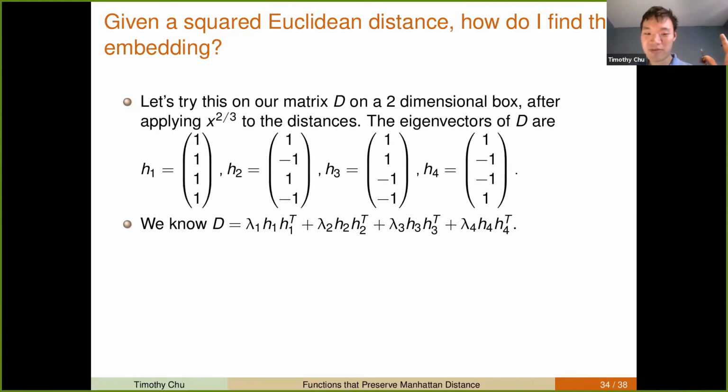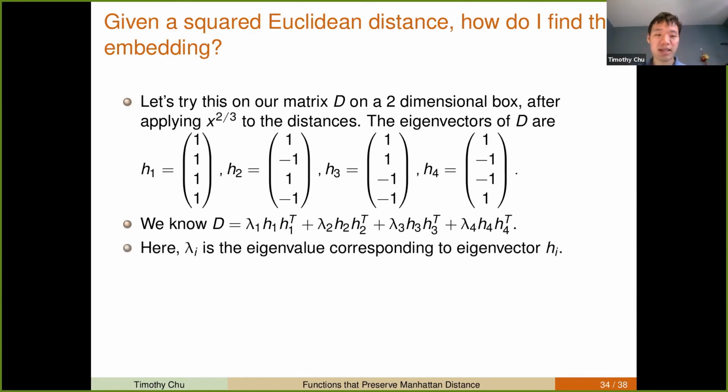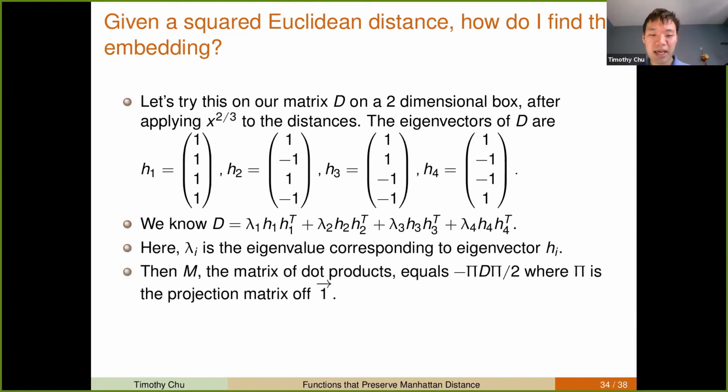Don't worry too much if you don't know why this is true. This is a very standard fact in linear algebra that has nothing to do with our structure of D. It's just true for any matrix with the appropriate eigenvectors. And I claim that the matrix M, this magical matrix of dot products, is equal to negative pi D pi over 2. That was something that we asserted previously without proof. Here, pi is the projection matrix off the all ones vector.